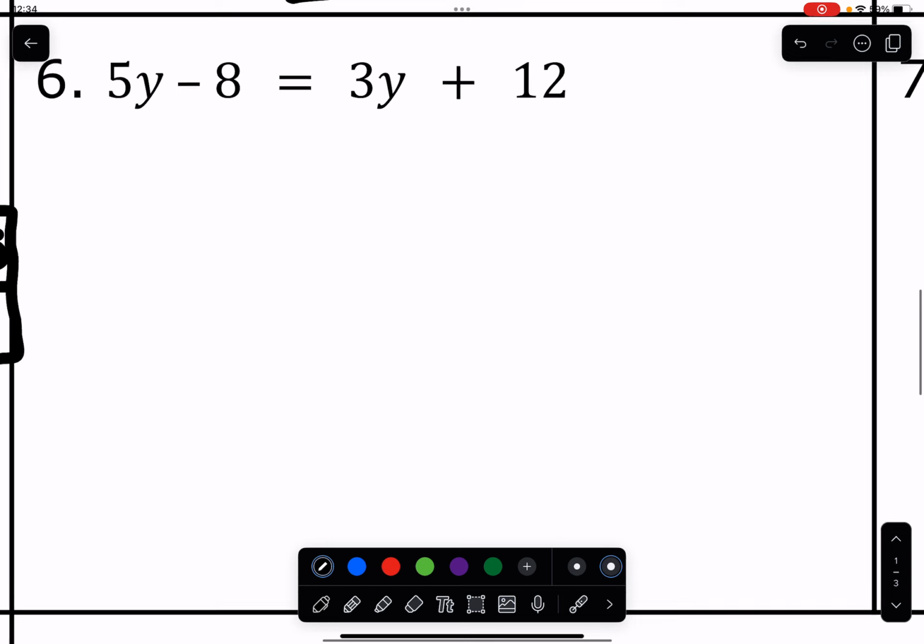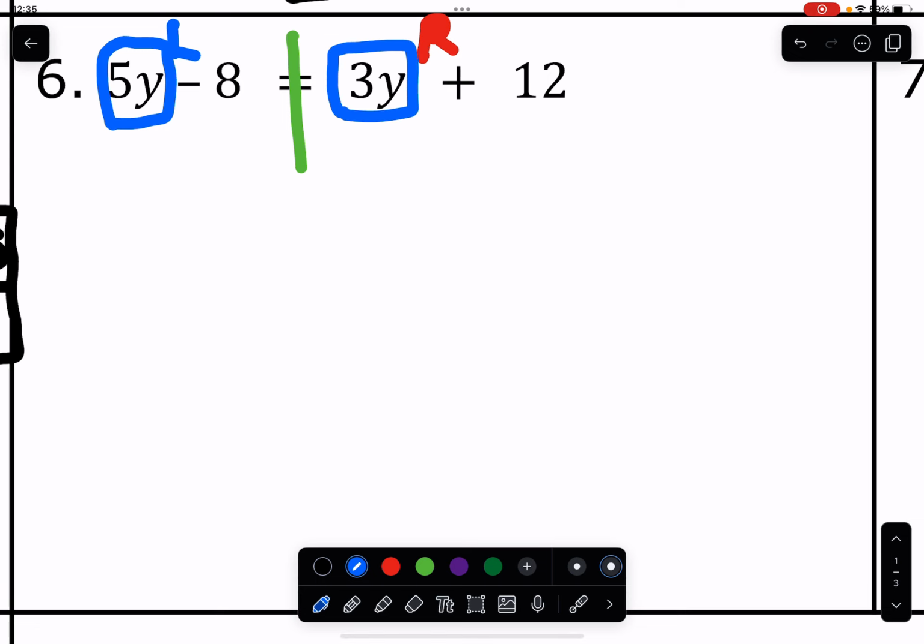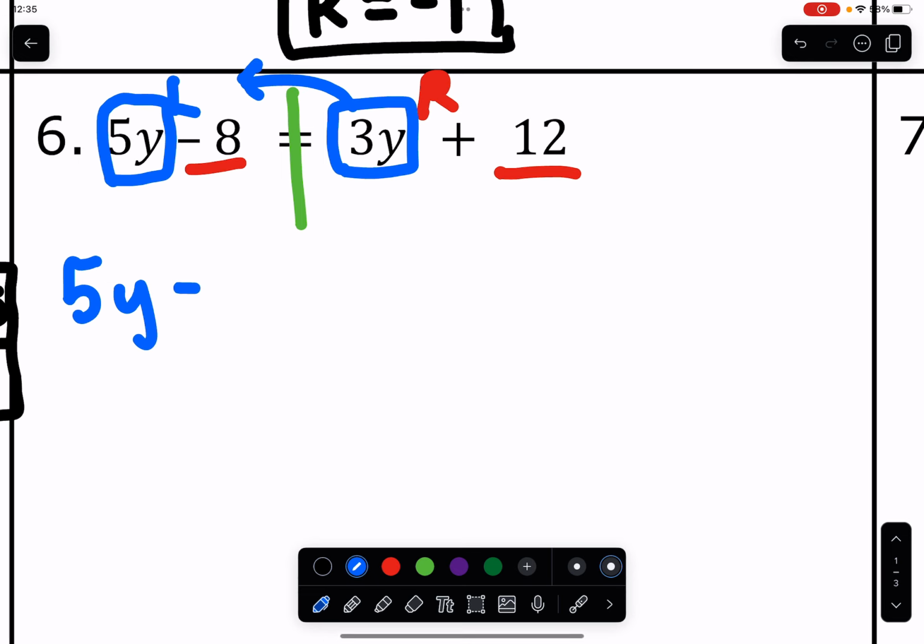Okay, moving on to the next example. Well, number 6 is pretty much, again, a repetition of what we've already done. It's simply variables on the left, constants on the right. So with this being my equal sign right there, this is the left side, this is the right side. I just want my variables to be on the left side and my constants to be on the right. Well, since 5 is already on the left side, that's going to stay as positive 5y. However, moving the 3 to the other side changes that positive 3 to negative 3.